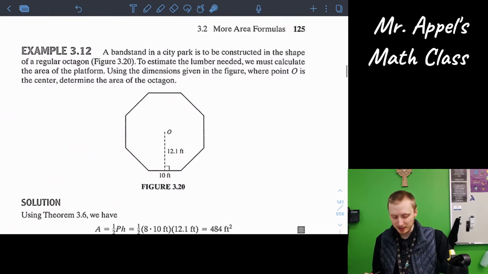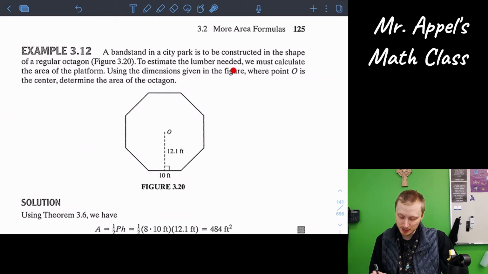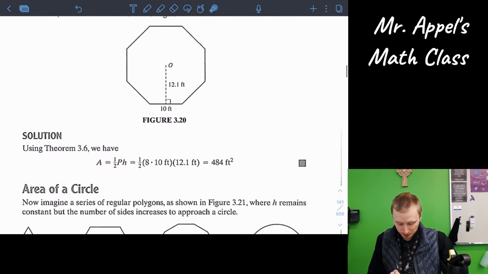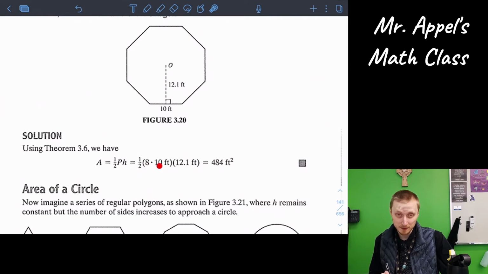Example 312. A bandstand in a city park is to be constructed in the shape of a regular octagon. Oh, they're getting fancy. To estimate the lumber needed, we must calculate the area of the platform. Using the dimensions given in the figure, where point O is the center, determine the area of the octagon. So here we have, looks like a side length of 10 and an apothem of 12.1 feet. So using theorem 3.6, we have area is 1/2 perimeter times h, or 1/2 times 8 times 10, so 8 sides times 10 feet each, times apothem 12.1 equals 484 feet squared.